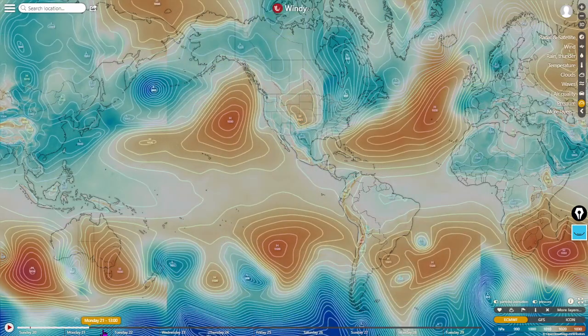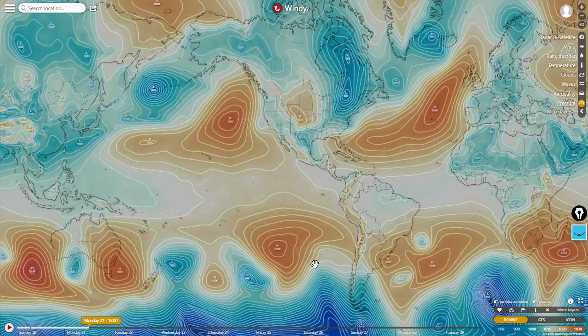And here's where we expect pressure to be via the European forecast at 1 p.m. Eastern Daylight Time tomorrow, the first full day of summer. Again, summer begins tonight at 11:32.